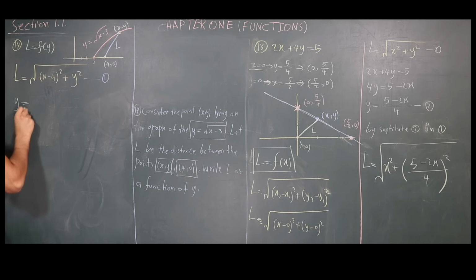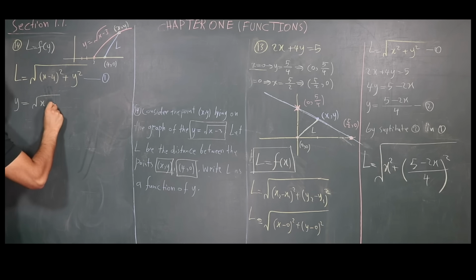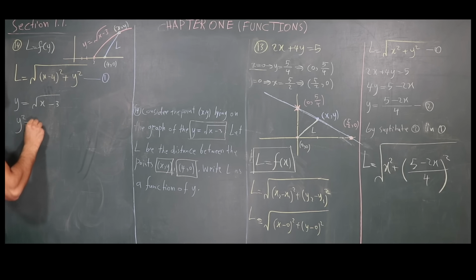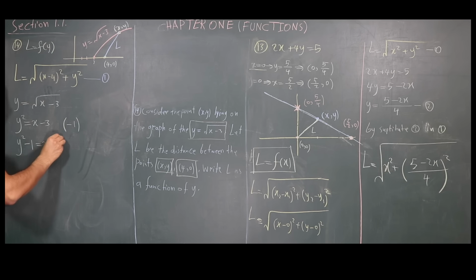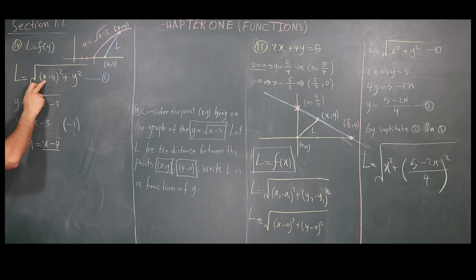So I'm going to use this one: y equal to the square root of x minus 3. I have a nice trick. We're going to square both sides. So y squared equal to x minus 3. Okay, I'm going to add minus 1 to both sides. So the result will be y squared minus 1 equal to x minus 3 minus 1, which is x minus 4. So I get x minus 4 here, and I just added minus 1. I want this expression on the right to be equal to the expression inside the brackets.